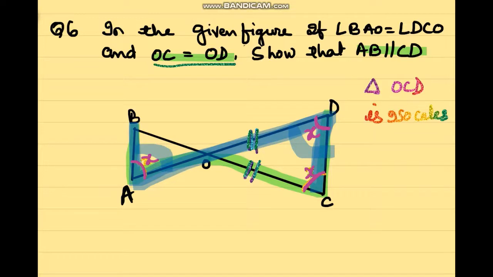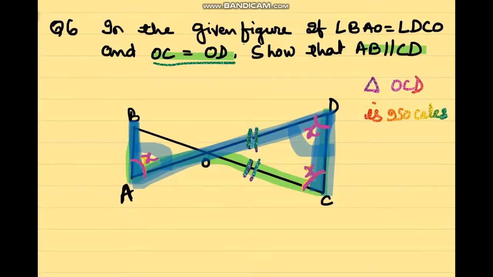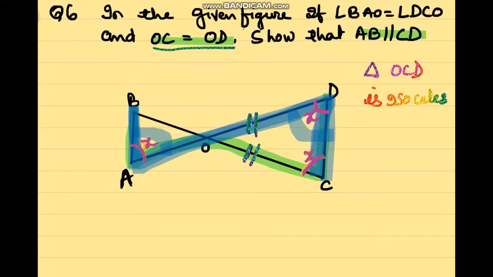So, by this you can say that angle BAO is equal to angle ODC, which are alternate angles, and therefore AB is parallel to CD. Now let us write the steps. First of all, what you have to write? You have to write given.